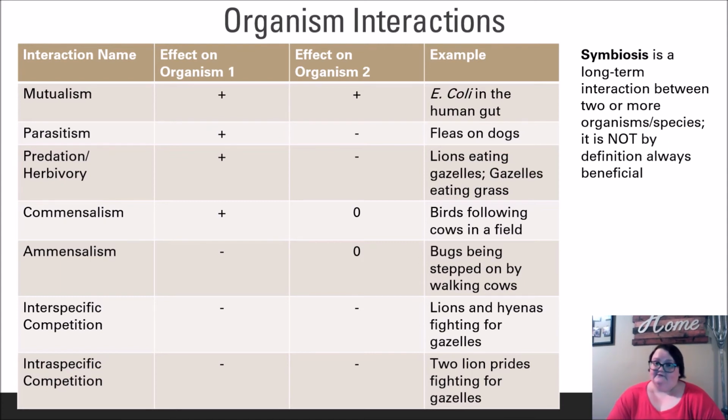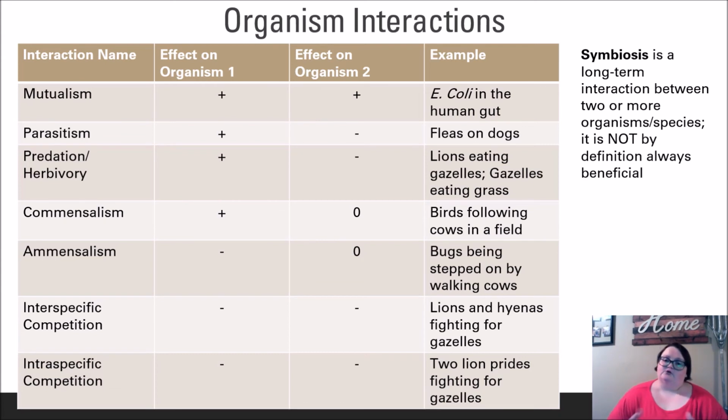Parasitism is a plus-negative interaction, where the parasite is helped, the host is harmed. For example, this is fleas on dogs. One of the things to think about is parasites tend to not kill their hosts because then they don't have a place to live. You also have predation or herbivory. These work the same way because they are a plus-minus interaction. The predator or the herbivore is benefited by eating the material, but the prey or the plant is harmed for that. So examples of predation are lions eating gazelles or gazelles eating grass for herbivory.